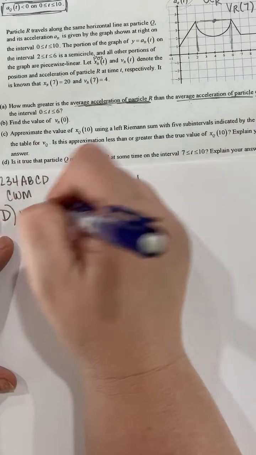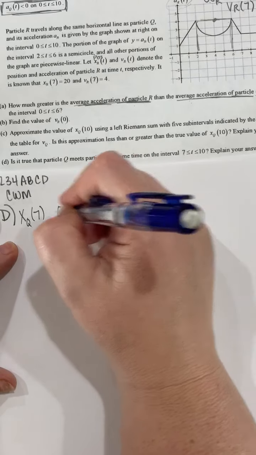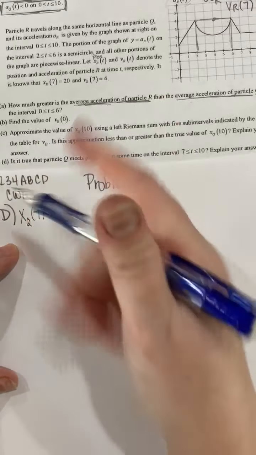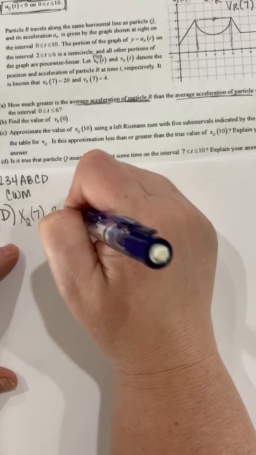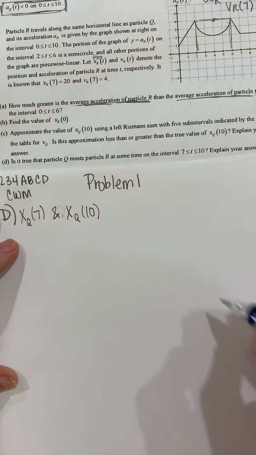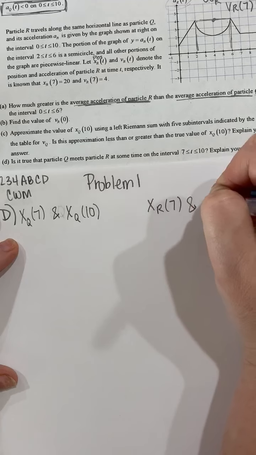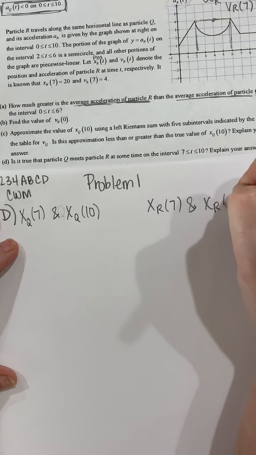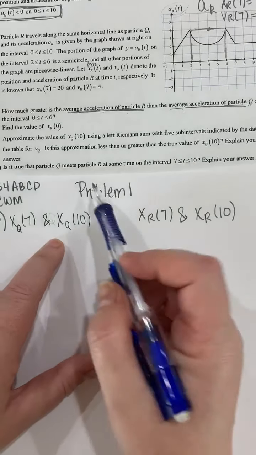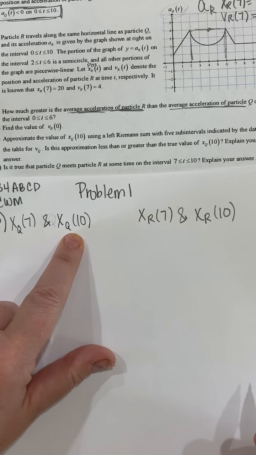So I need to know for Q, what is the position XQ of 7 and XQ of 10. I also need to know XR of 7 and XR of 10. So to know if they're going to meet, right? Do the two particles meet? Are they going to have the same position somewhere between 7 and 10?